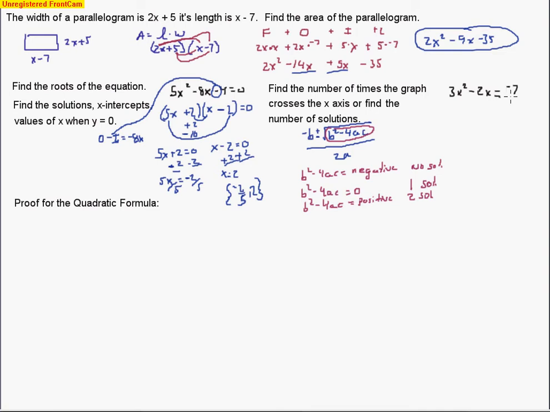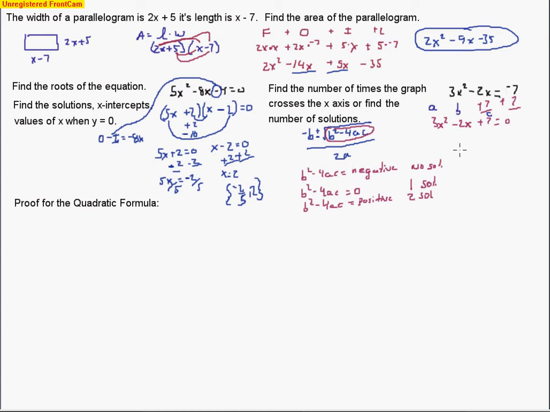So what we need to do first is figure out what the a, b, and c terms are. In order to do that, I need to set it equal to 0. So that's the first step. Now I've got 3x squared minus 2x plus 7 equals 0. So what I've got here is an a term right here, a b term, and my c term. And I'm just going to substitute those into that discriminant.